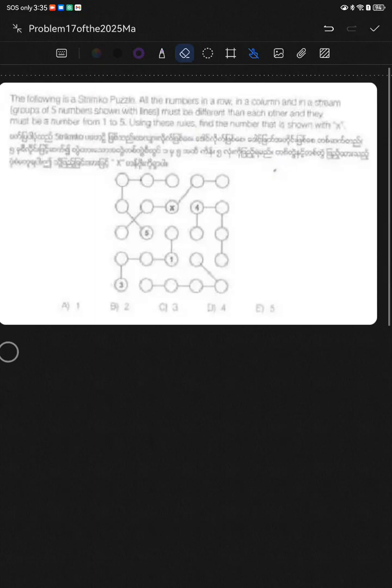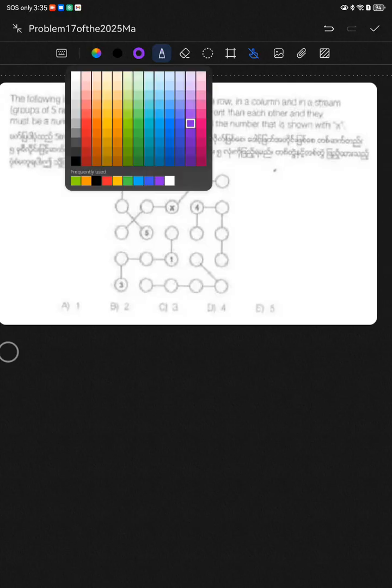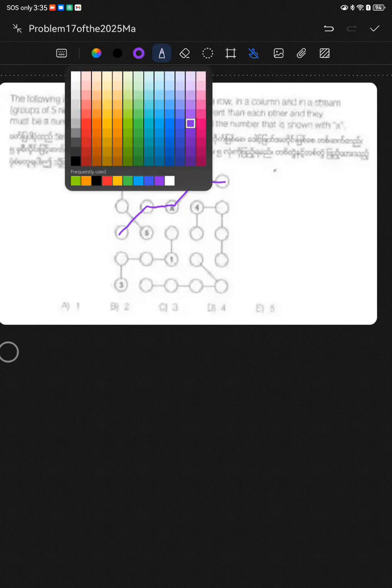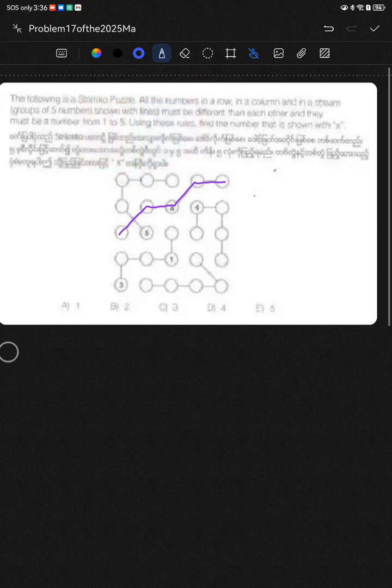And then the very last rule: all numbers in a stream must be different from each other. The stream here is the dots joined with lines like these. For your convenience, I'm going to color code each string for you to make it easier.